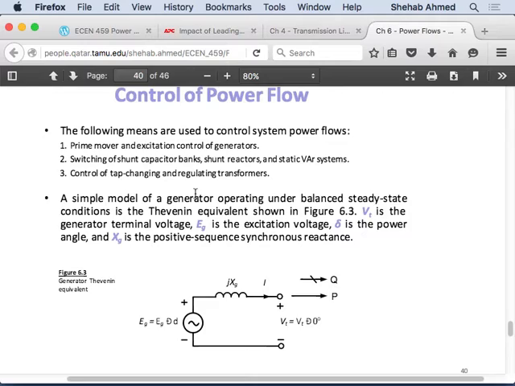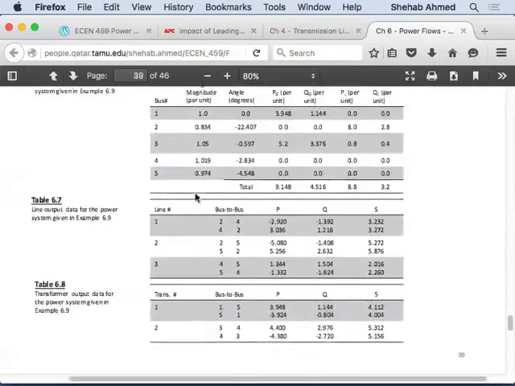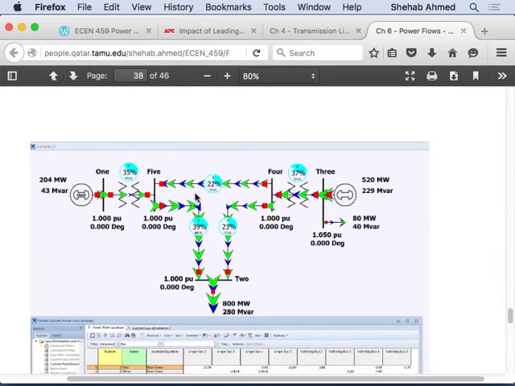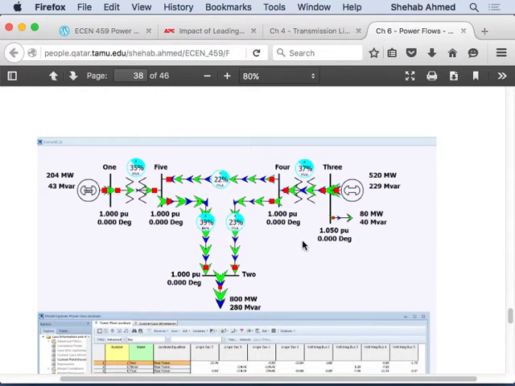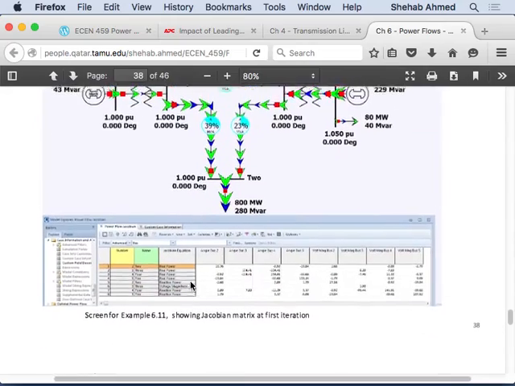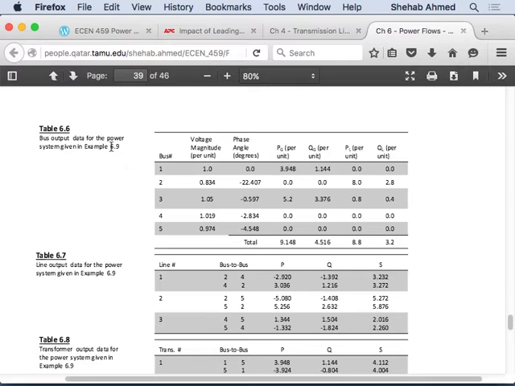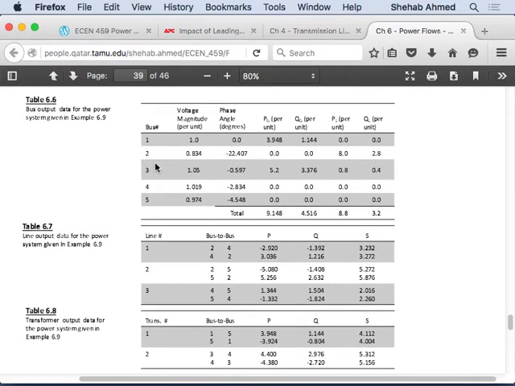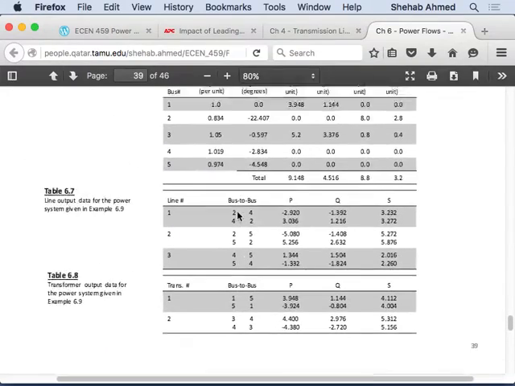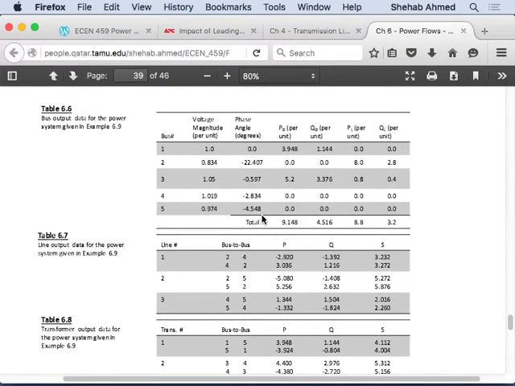If you look closely at some of the simulations, I don't know if it will be clear here. We don't have the angles. For some reason, the angles are not shown in this simulation. But let's see if they are shown in the bus output data for the system given in this one. Angles in degrees. So bus 1 is a slack bus, so its angle is 0, of course.